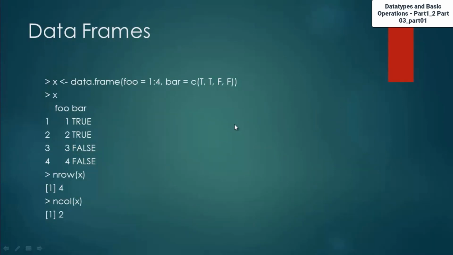Now there are two elements in X, the data frame X. I'll show you an example. Here the first element is called foo and the next element is called bar. The first element is a list with integers 1 to 4 and the next element is a vector with logical values. Now the number of rows is 4, the number of columns is 2. The number of columns shows you the number of elements in that list.